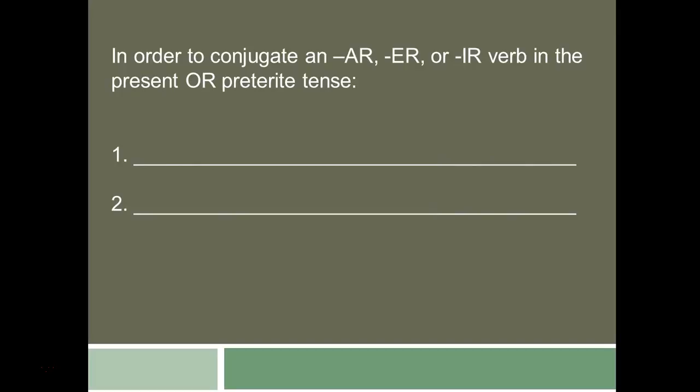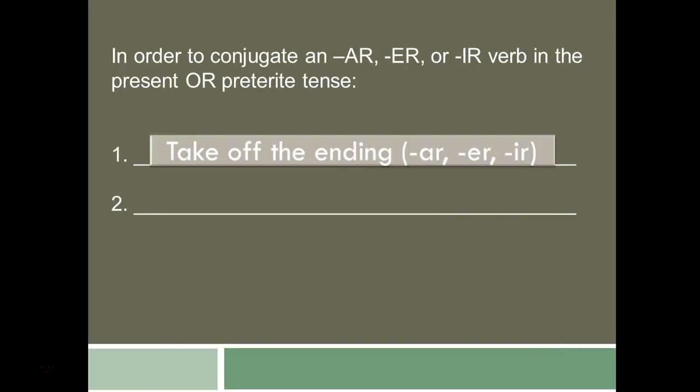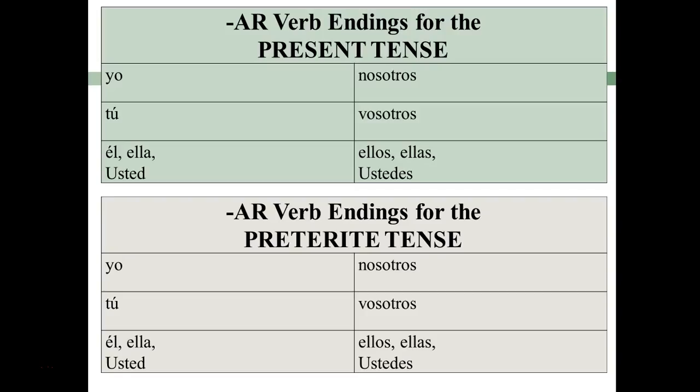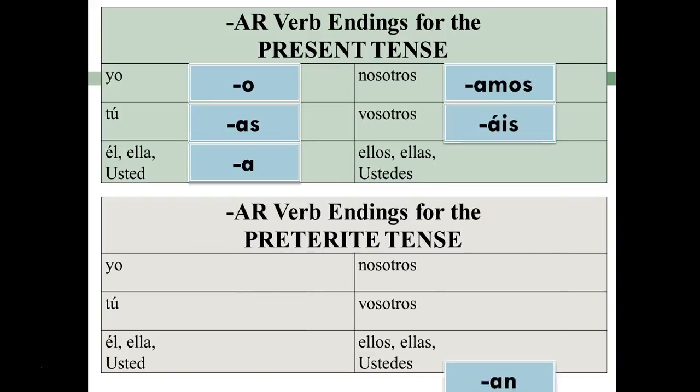So in order to conjugate an AR, ER, or IR verb in the present or the preterite tense, you take off the ending, the AR, ER, or IR, and then add the appropriate endings that match the subject. So remember, in present tense for AR verbs, we have o, as, a, amos, áis, an. Only an accent in the vosotros form.